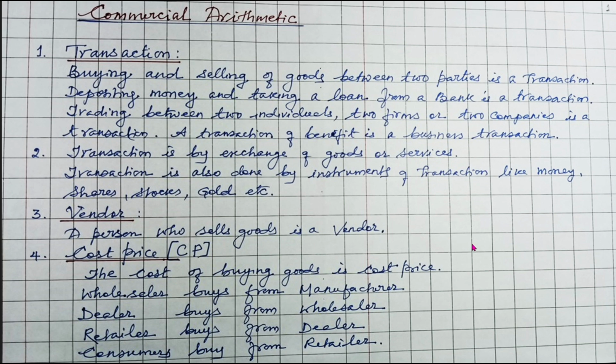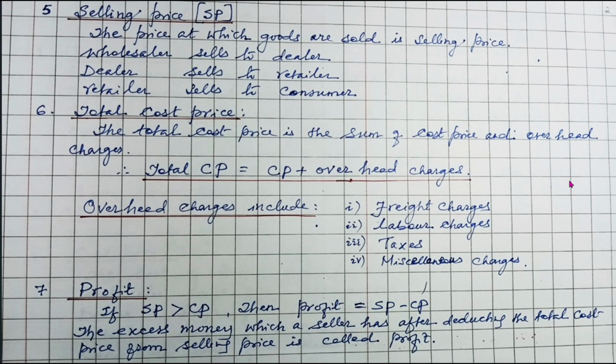And when we talk about buying, there are different people involved in it. We have a wholesaler who buys the goods from the manufacturer. We have a dealer who buys from the wholesaler. We have a retailer who buys from the dealer, and we have the consumers who buy from the retailer. Now, we also have to learn what the selling price is. The price at which goods are sold is known as the selling price. A wholesaler sells to the dealer, a dealer sells to the retailer, a retailer sells to the consumer. So we have the people who are selling and who are buying or purchasing.